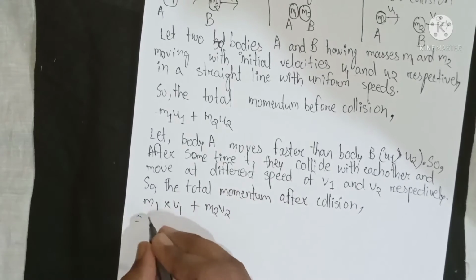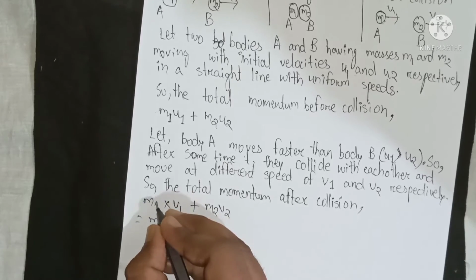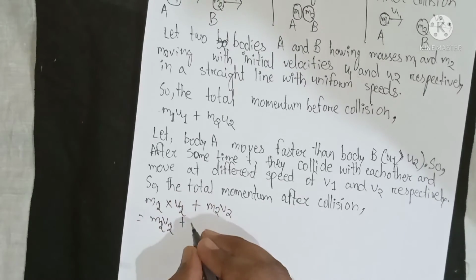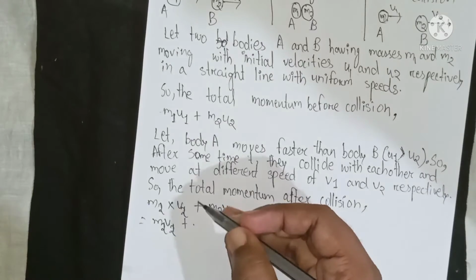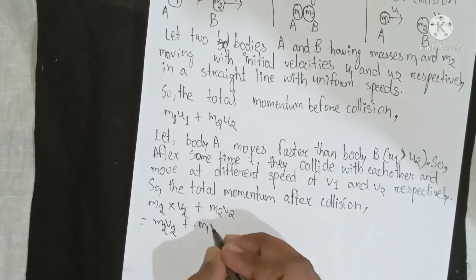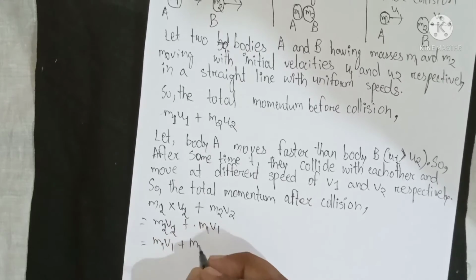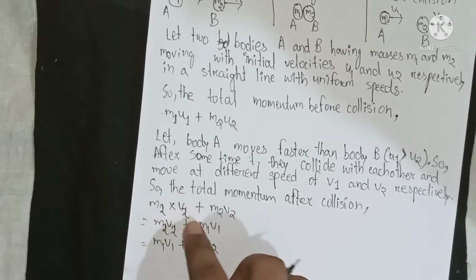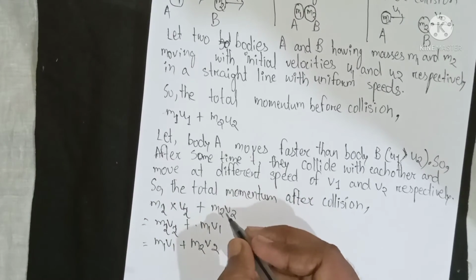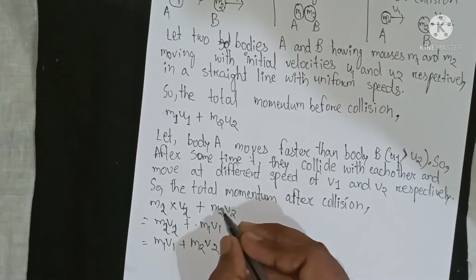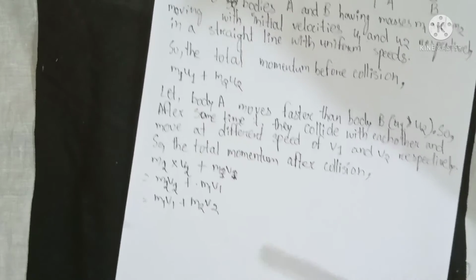Okay, we will simplify it as m1 v1 plus m2 v2. I read it incorrectly earlier. So the total momentum after the collision is m1 v1 plus m2 v2. That's a small, negligible mistake.